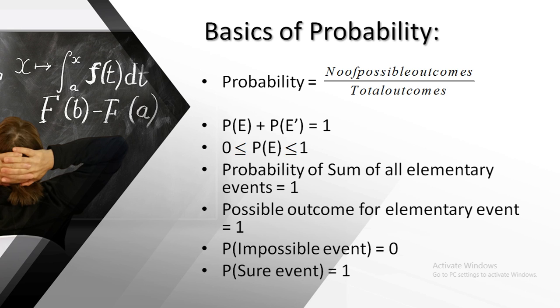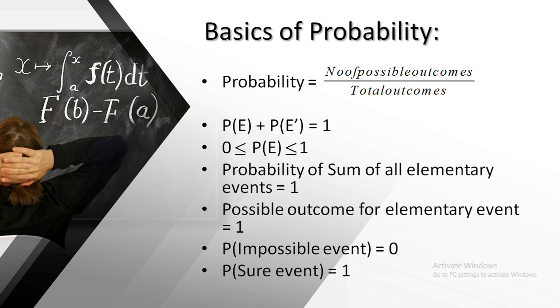Formula of probability equals number of possible outcomes divided by total outcomes. Then, probability of an event plus probability of a not event equals 1. Then, probability of an event starts from 0 and ends at 1, meaning minimum 0 and maximum 1.